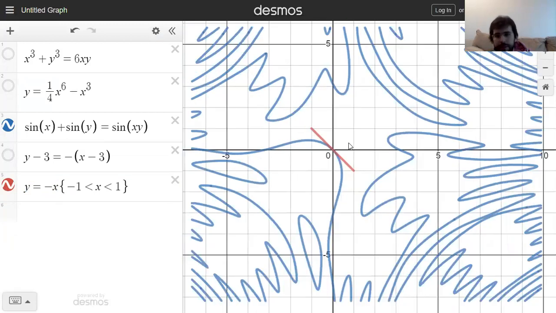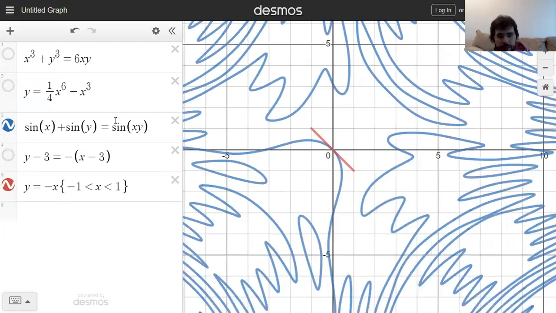So without solving an impossible equation, without doing anything other than taking a derivative and solving a linear equation, we found this tangent slope.